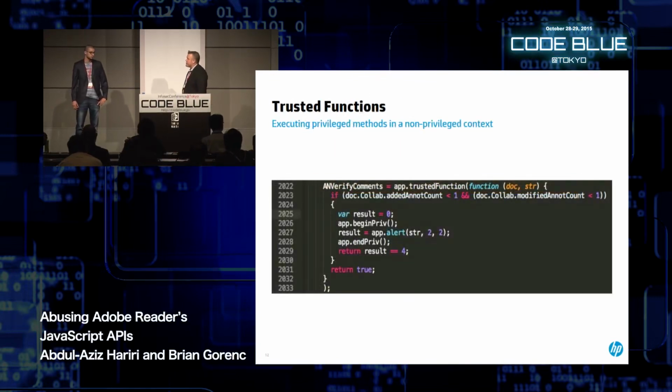There's also the idea of trusted functions, which allow you to execute privileged methods from non-privileged context. And you can see here on the code, this is an example of a trusted function. To define a trusted function, you do this with the code construct app.trustedFunction. And you can see here AN verifier comments is a trusted function because it has that line in it. And then within that function, the code that needs to be executed in a privileged context is surrounded by app.beginPriv and app.endPriv. And so in this case, app.alert is being executed in a privileged context on line 2027.